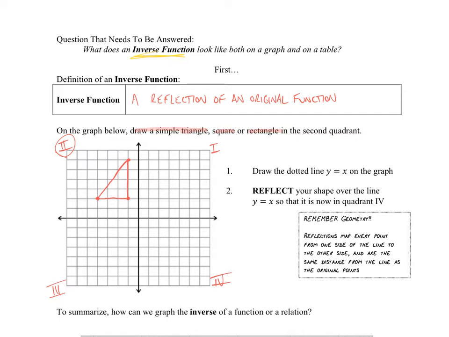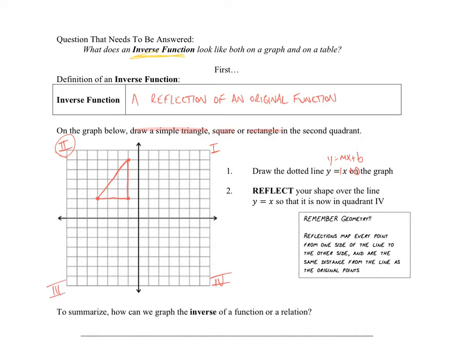So step 1 is going to be to draw the dotted line y equals x on the graph. So remember, the dotted line y equals x has a slope of 1 and has a y-intercept of 0. Remember that functions or lines like this are in y equals mx plus b form. So m is your slope, and in this case, that's a 1. And b is your y-intercept, and in this case, that's a plus 0, right?